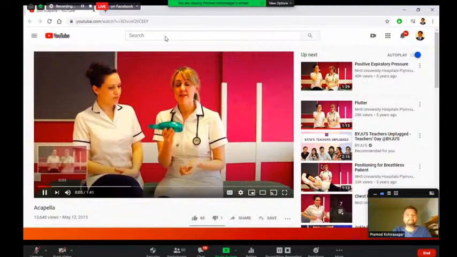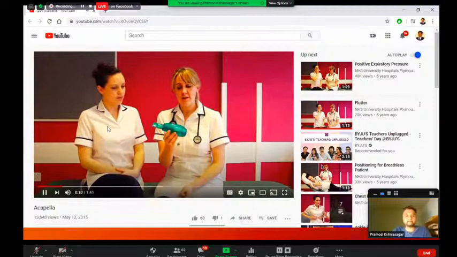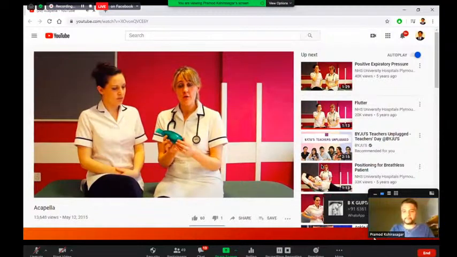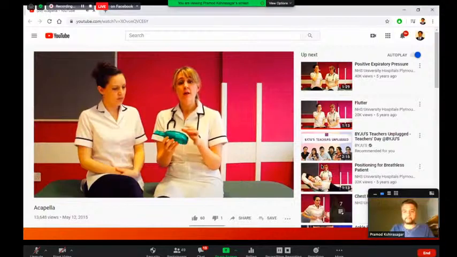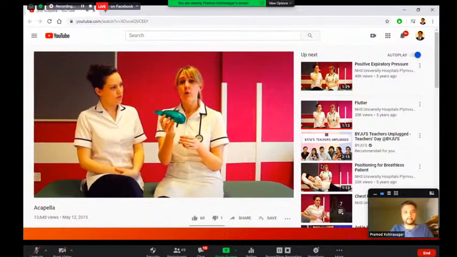It is only to be used following assessment and advice from your physiotherapist. The a cappella is an airway clearance technique. It has two parts. Firstly, a resistance part with a resistance dial from 1 to 5. Secondly, vibratory plates inside that vibrate on the breath out. You can use this device lying or sitting up.